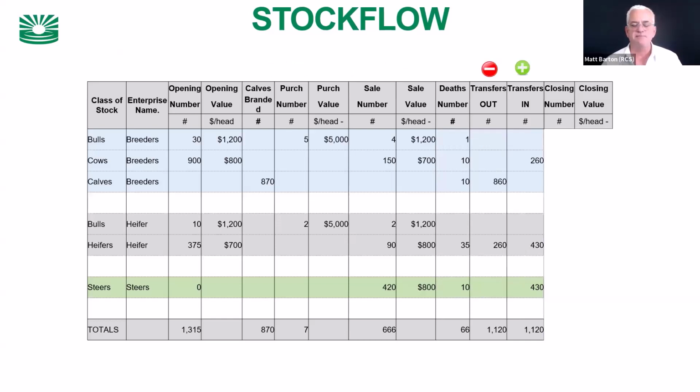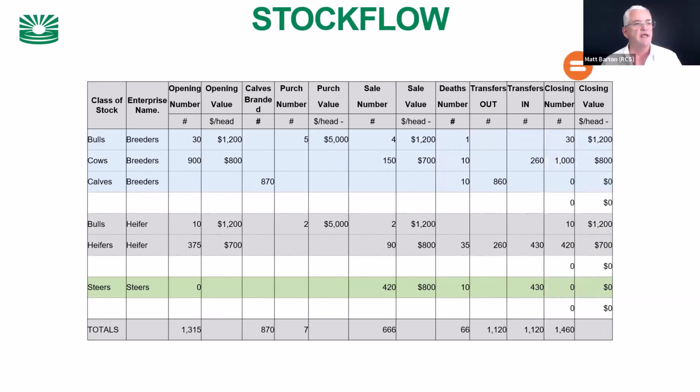So we've got the heifers, PTIC, 260 being transferred into the breeders. We've got the calves, 860 being transferred. Half is going into the heifers and half are going in with the steers. And then that will end it with our closing. Once we get our closing, then we have a gross product.